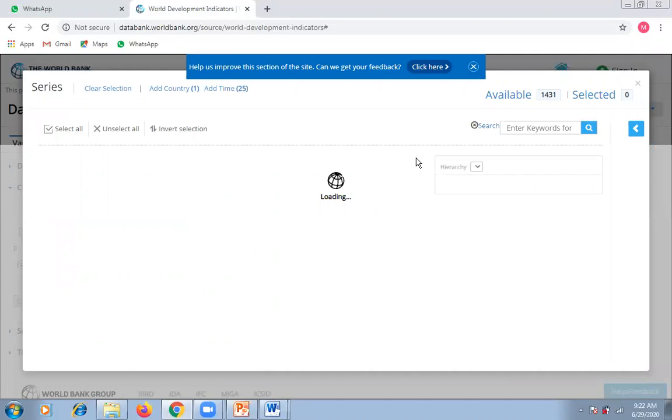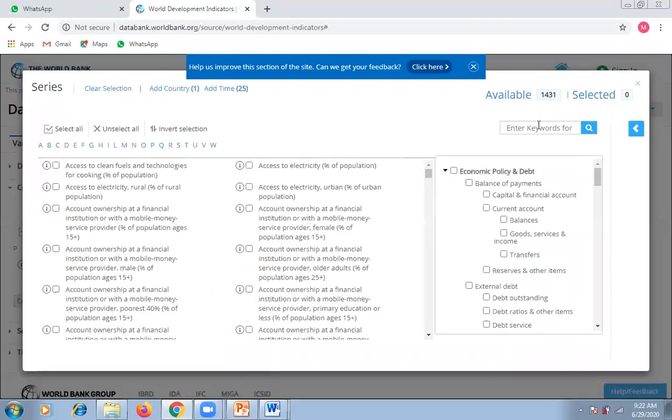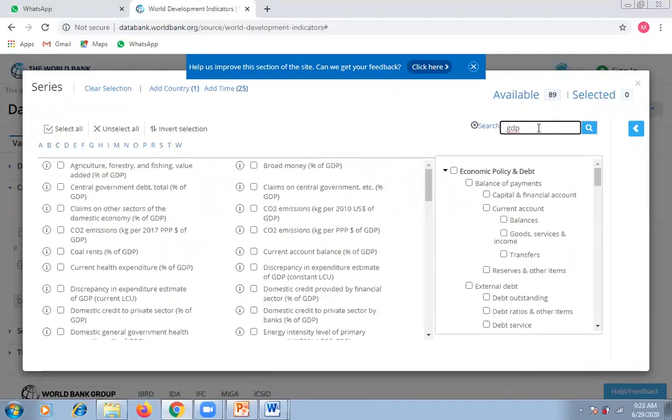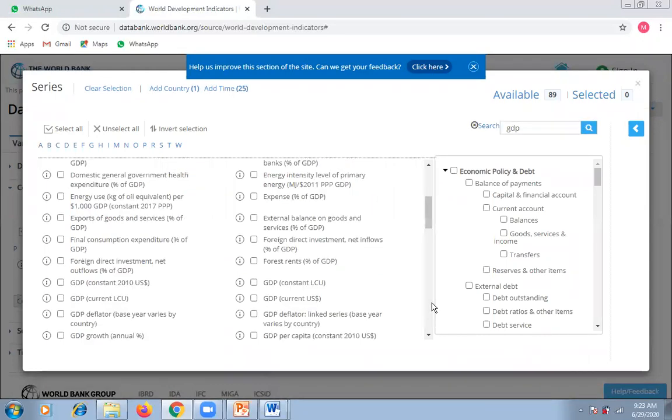Very important. You come here. GDP. I'm writing GDP. I will collect data for you, that will be easy for you. You can see here GDP growth, annual percentage. You click here. That is very important. Okay, now you have selected one variable.